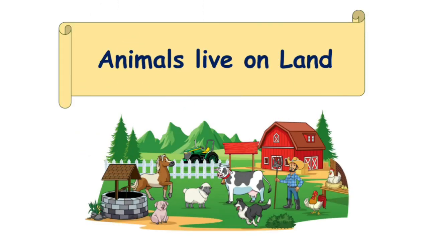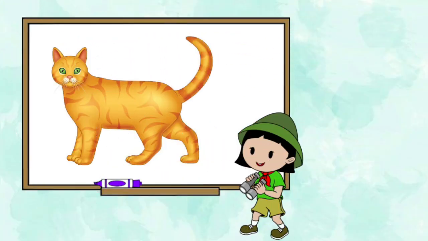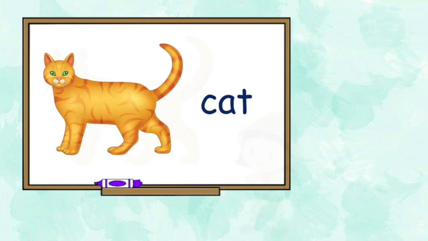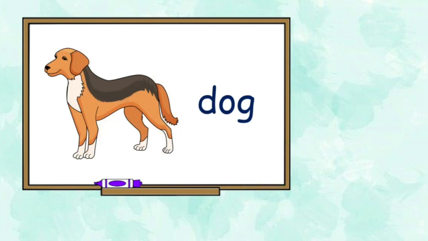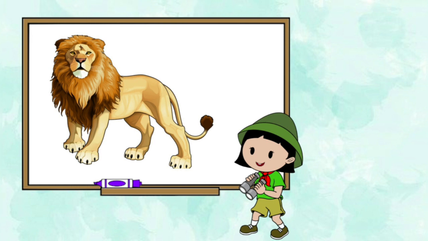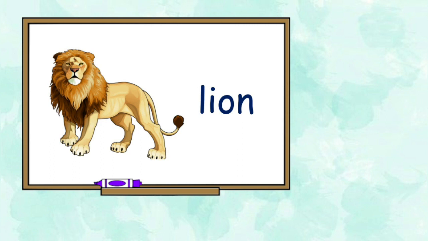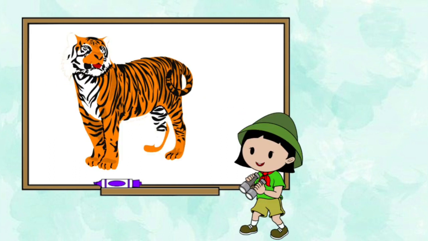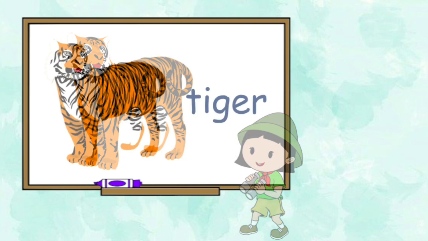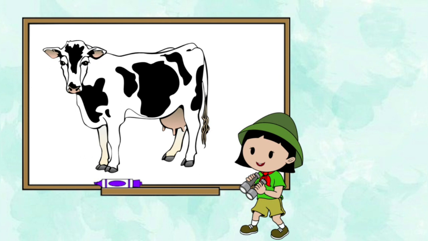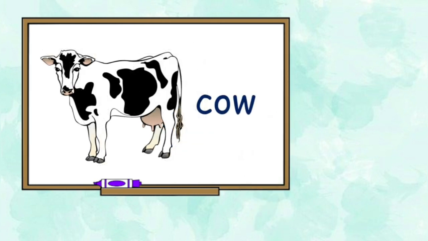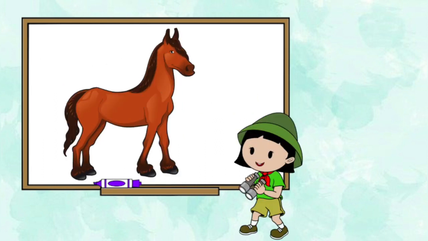First, let's name the animals that live on land. Examples: cat, dog, lion, tiger, cow, and horse.